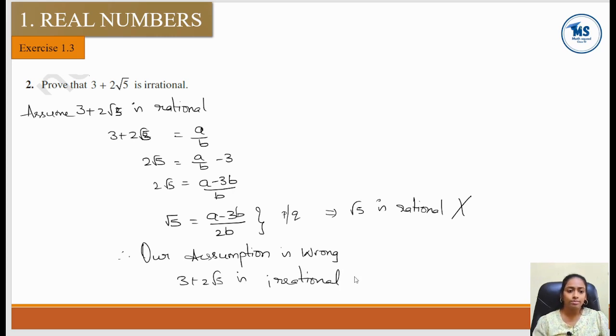Okay, we have assumed our number is rational and we have written it in the form of a by b, and we came to a conclusion that root 5 is rational, but we have already proved that root 5 is irrational, so our assumption is wrong. Our assumption is 3 plus 2 root 5 is rational. So therefore we proved that 3 plus 2 root 5 is irrational.